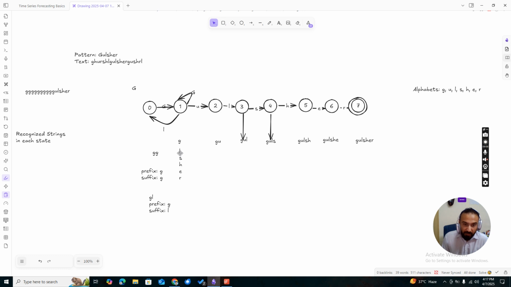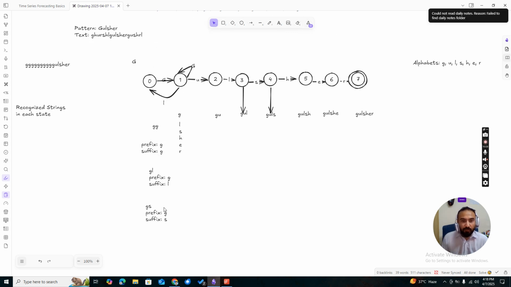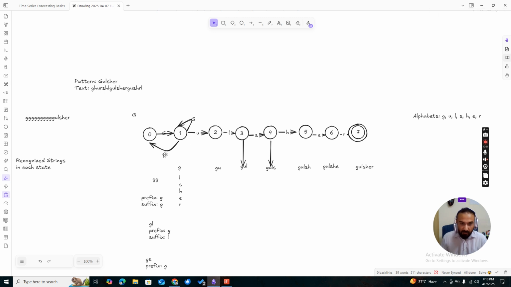Now we have studied the possibilities for L as well. What if instead of L we have S? We need to study this possibility too. If S occurs, G is already recognized, so we will have the string GS. We form prefixes and suffixes. Similar to L, the prefix and suffix will not match. This is the prefix and this is the suffix. G is different from S and S is different from G; they are completely different alphabets. We need to roll back to the initial state from the first state. If one G has occurred and then S or L occurs, we will roll back to the initial state.